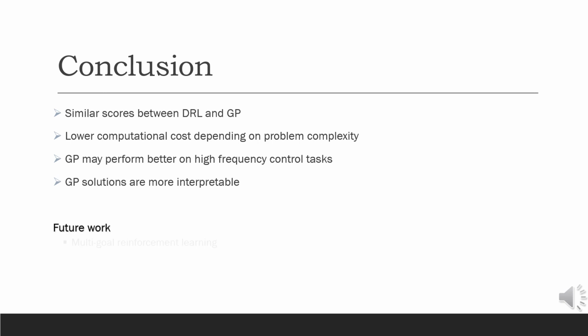Future work should consider experiments with multi-goal reinforcement learning for the autonomous navigation task. Also, comparisons with other types of genetic programming algorithms, like linear or Cartesian genetic programming, may be beneficial. Further research should also elaborate methods that integrate evolutionary and reinforcement learning algorithms.